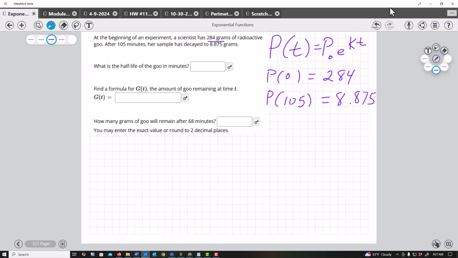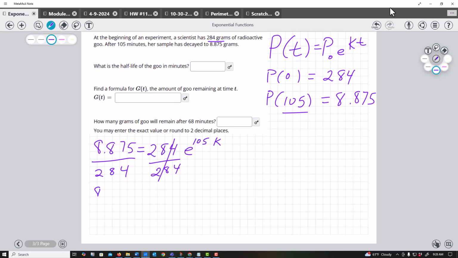So the first thing I would do is for P of T, I would put in 8.875. We know our initial is 284, and then e, our T is 105, and then we want to solve this for K. So to solve for K, I would divide by 284 on both sides. I'm going to just keep these values because I don't want to lose my decimals. You'll see how I'll put it in the calculator in a second. And so I'm left with e to the 105k.